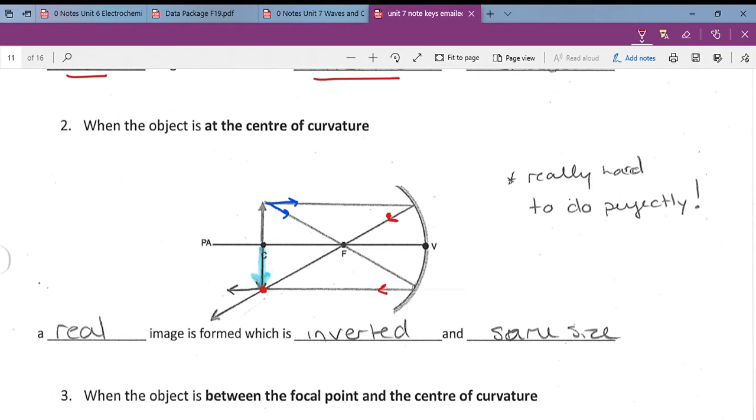Now it should come out exactly the same size, and it should be real image, which is inverted, and the exact same size at the exact same place when you're at the center of curvature.